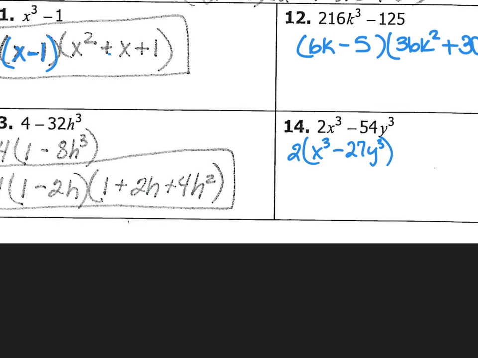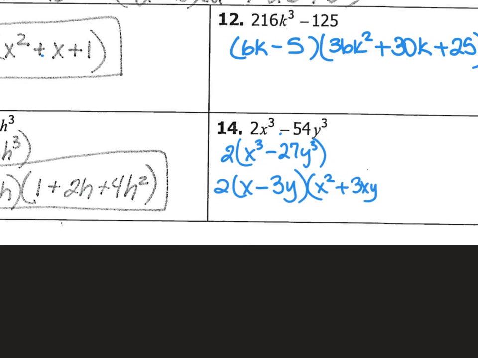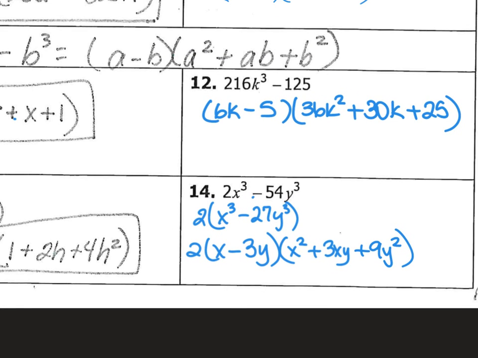Now I have perfect cubes, so I'm going to factor again. X to the third, that would be just an x. This is a minus, so that's a minus. 27 would be 3, and then y to the third would become a y. So there's a and b, and then it's a squared, so it would be x squared. Then you put a plus, always a plus, and you multiply the two together, 3xy. And then for the last one, you're going to do 3y times 3y, which would be 9y squared. Okay? And remember, when you're doing sum and difference of cubes, your signs should always match the signs on the rule. So my rule said, since this is minus, it would be minus plus plus, and I have minus plus plus.